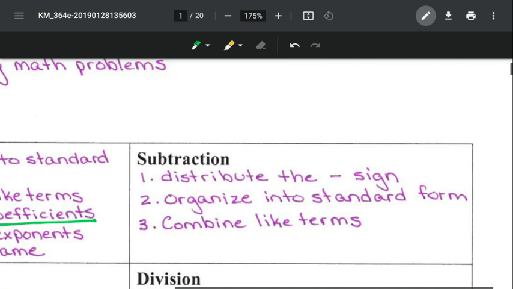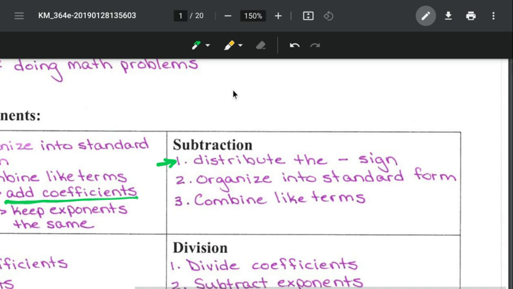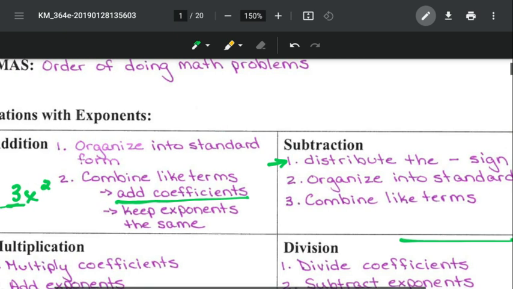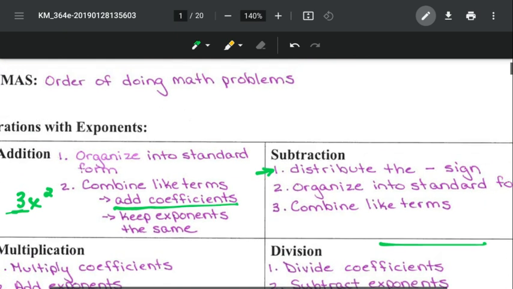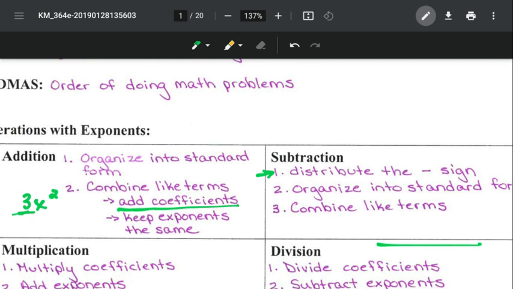Now for subtraction, it is almost the same thing, except for step 1. We're going to distribute the minus sign. Put our information into standard form, and then we're going to combine like terms. So let me zoom out a little bit. Make sure you have this information copied, and then you can move on to the practice. So pause this video if you need to copy some more information, and then I'll meet you on page 3.